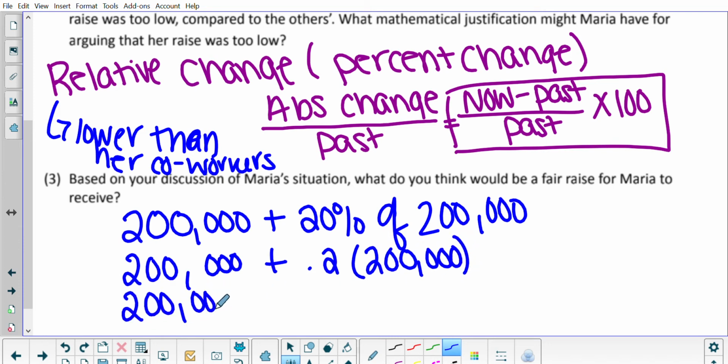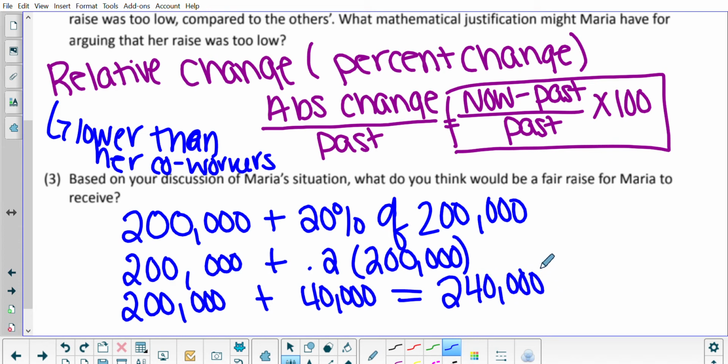200 plus 40, and this equals 240,000. So if Maria got the same amount of increase as the rest of her coworkers, she would have been making 240,000. However, she only made 230,000.